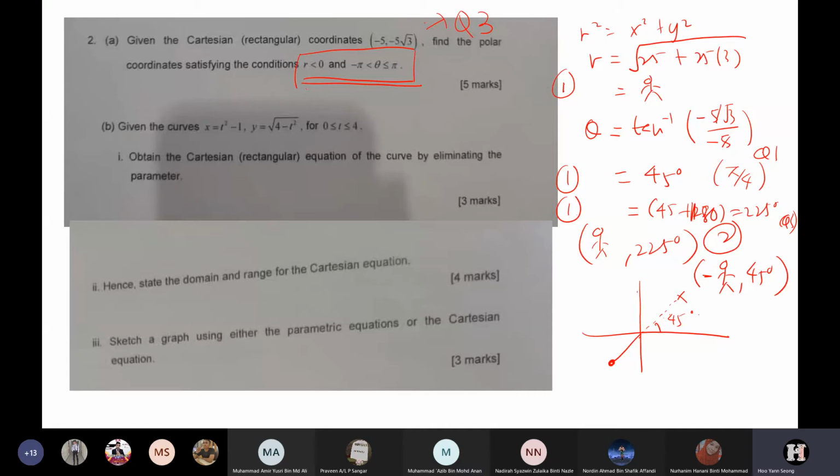Okay, and then obtain the rectangular one. Since this one is a t square, this one shifted here, you just substitute into it, then you can get the Cartesian curve. Okay, how to find the domain and the range? So just substitute back here.